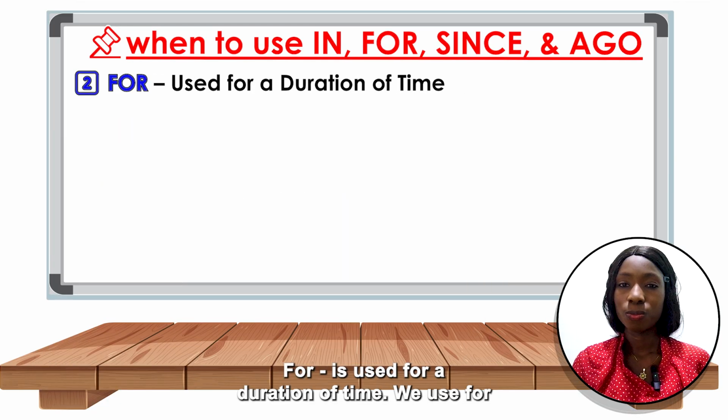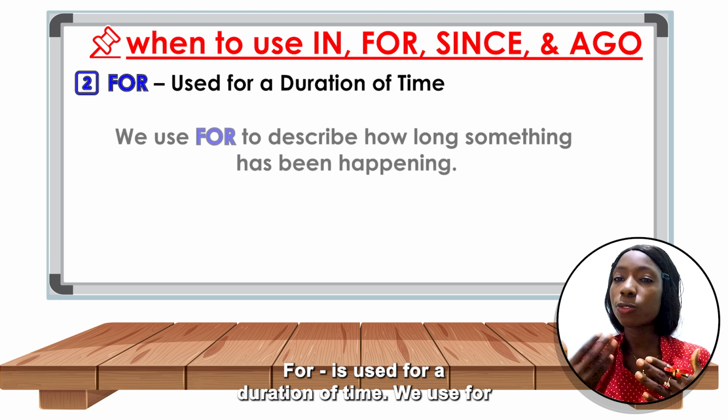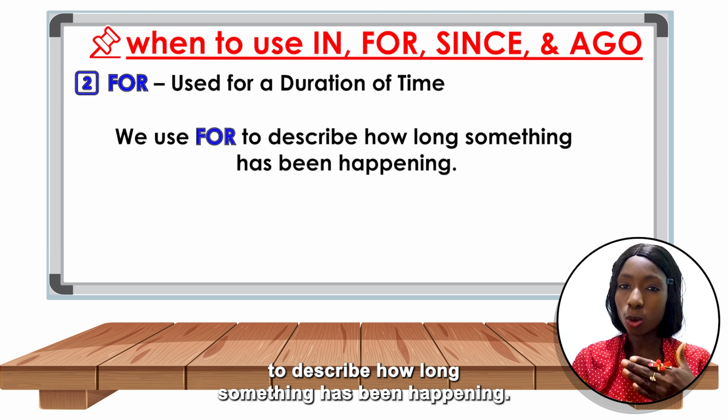For is used for a duration of time. We use for to describe how long something has been happening.